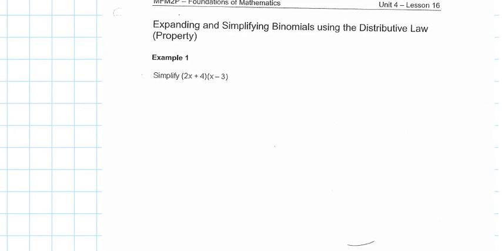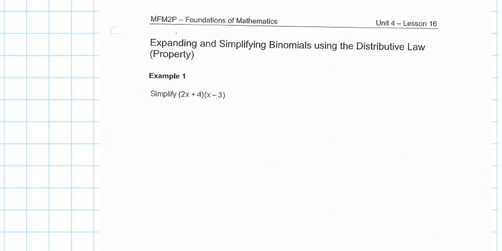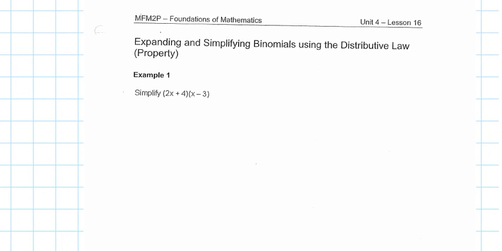Now, here is our new question. Okay? So right now, I have two things multiplied together. Right? You see that the bracket and the bracket, that means they're multiplied together. Now this is called a, what do we call it since it's two terms? So I have a binomial times another binomial because it's two terms. Right?